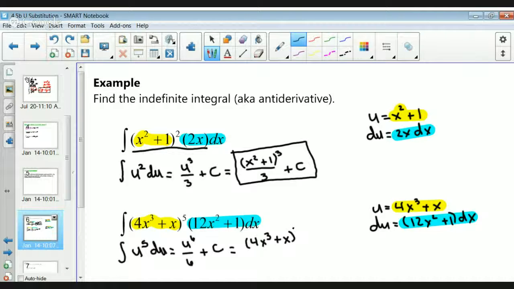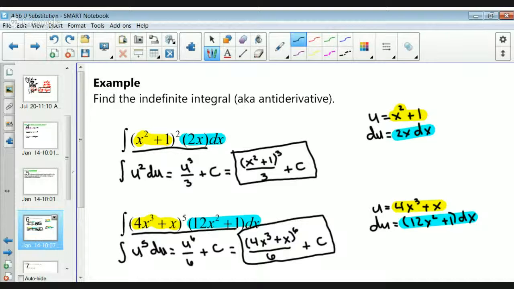And I want to raise that all to the 6th over 6 plus c. And that is my final answer. And how can we check it? You could check by differentiating your final answer and seeing if you do indeed get back to this stuff. All right.